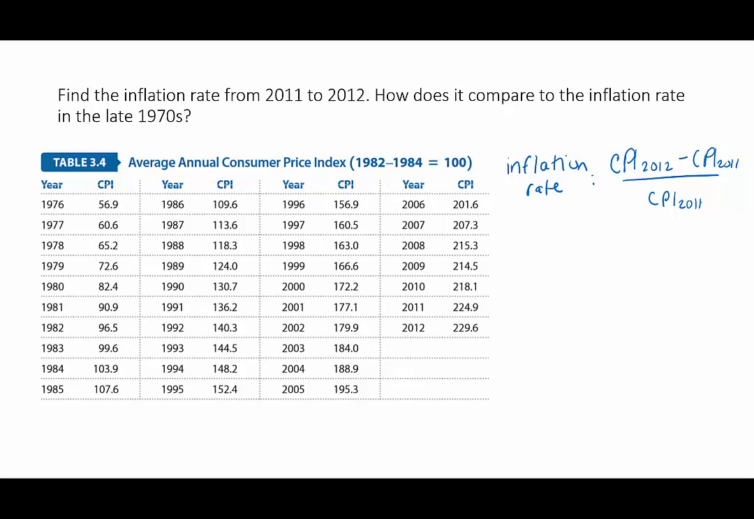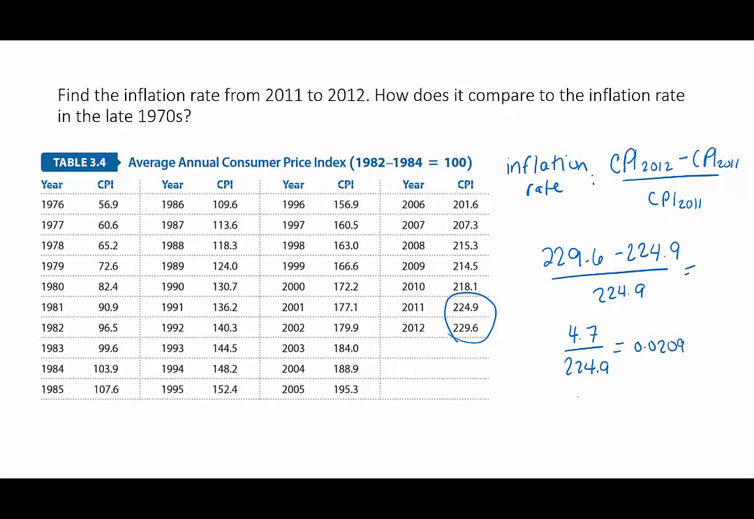So let's look at our table. Here are the two CPIs that we're looking at. So we have 229.6 minus 224.9, divided by 224.9. We want to make sure we do that subtraction first. That ends up being 4.7 divided by 224.9. And that division gives us 0.0209 approximately. If we convert that to a percent by multiplying by 100, we would end up with 2.09%.